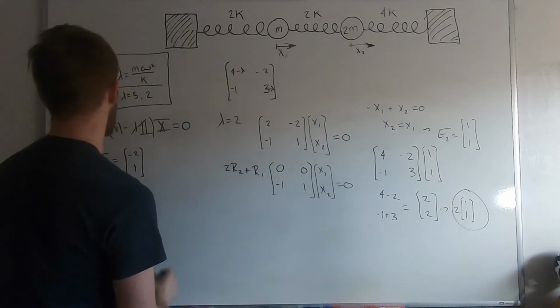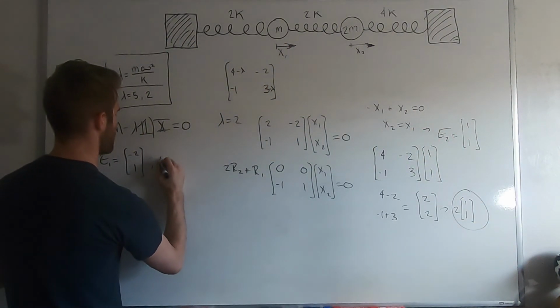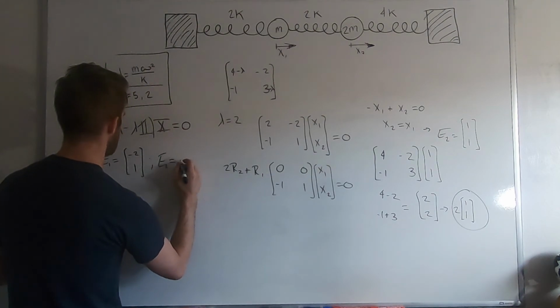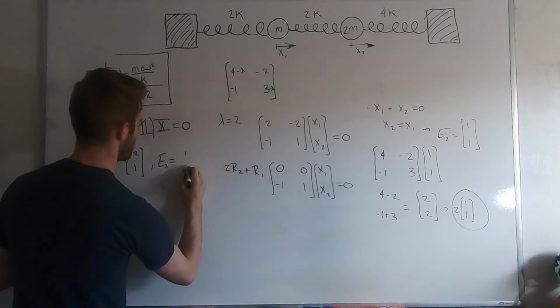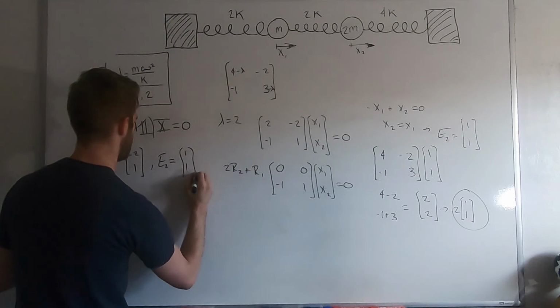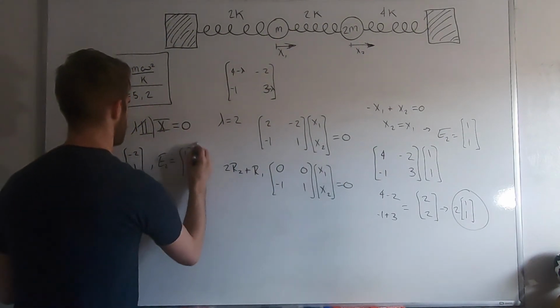And there we go. These are our eigenvalues, which correspond to the normal modes of oscillation. So we're going to have 2, not 2, so 1, 1, and there we have it.